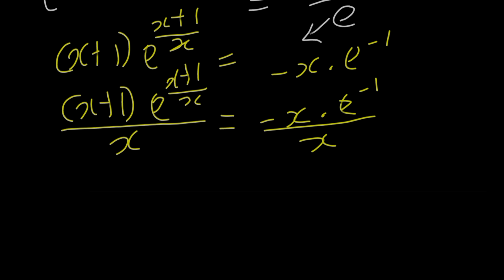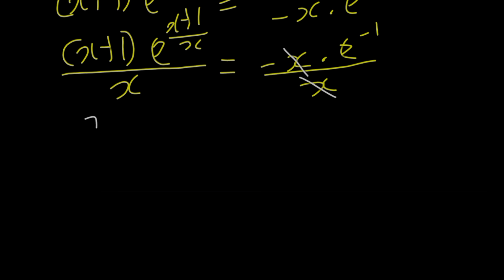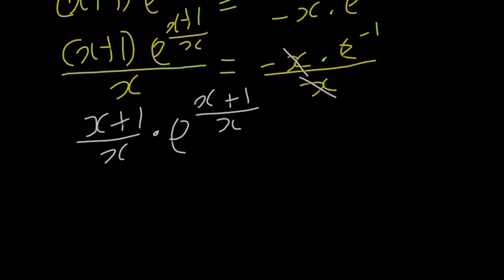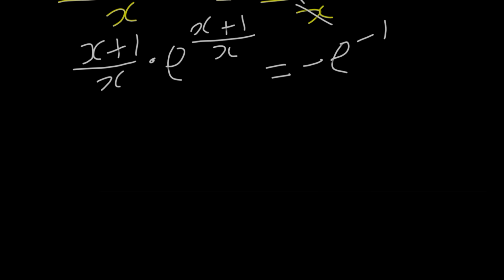So here we can say x cancels x. Therefore, we are going to be left with (x plus 1) over x. We can separate it, times e to the power of (x plus 1) all over x, then equals, here we have minus e to the power of minus 1. So from here now, if we observe closely, we can see that this variable of x have the exact same form. Therefore, we can use a simple substitution.